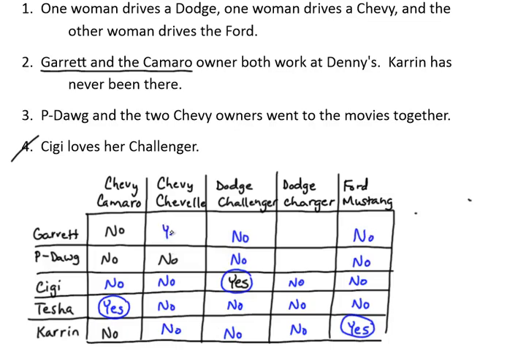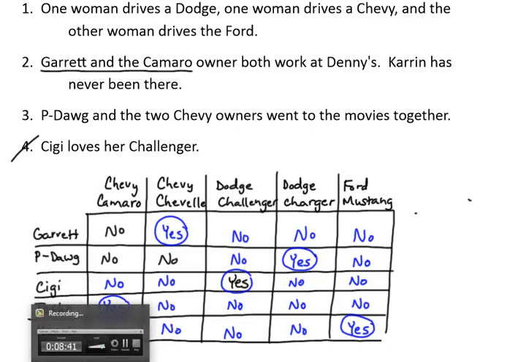And this has to be a yes for Garrett for the Chevy Chevrolet. And no for everything else. And a yes there. And that is how you use matrix logic. You just keep filling in things until you can't fill them in anymore. Okay? Alright, the next video is going to show you when we have 3 different things. And that gets a little bit more complicated.